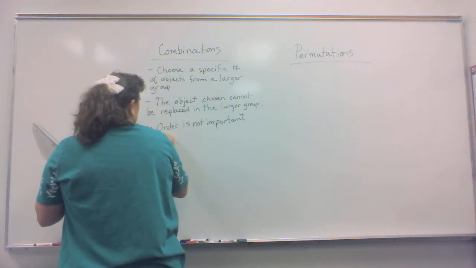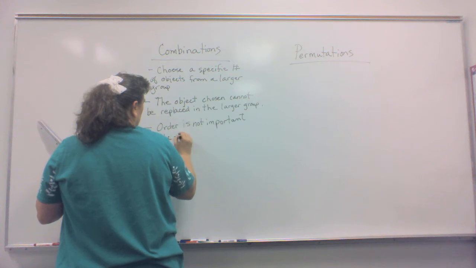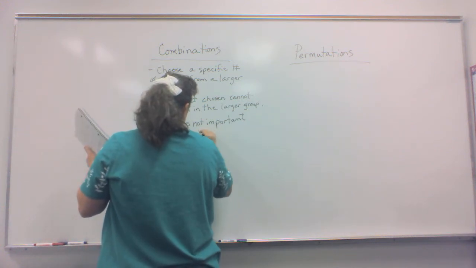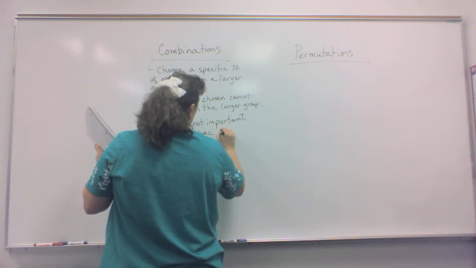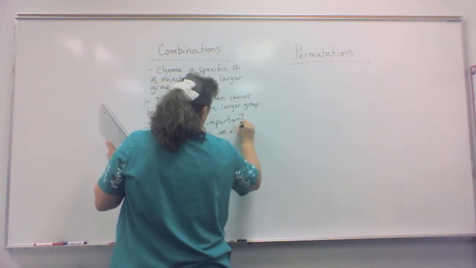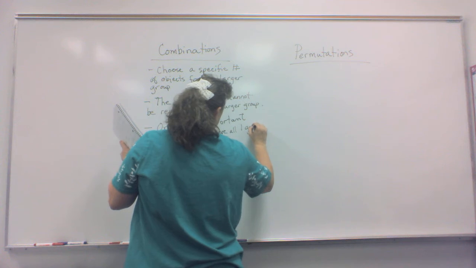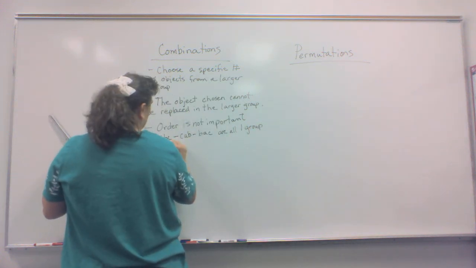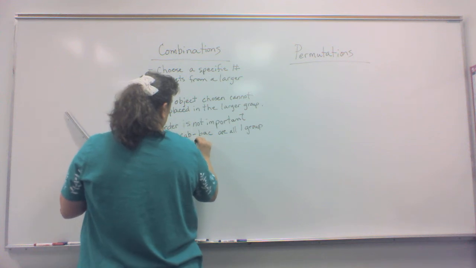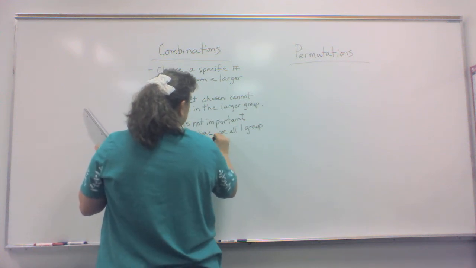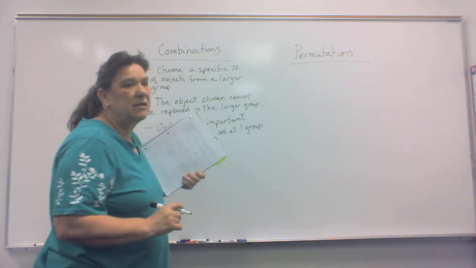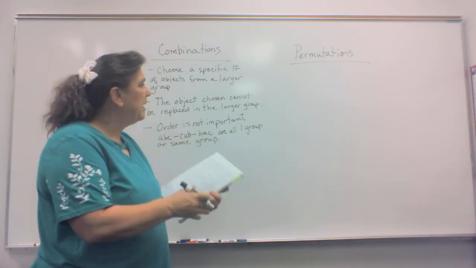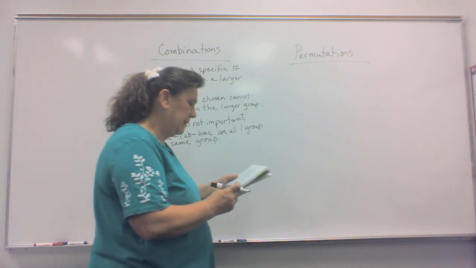And we listed that ABC, CAB, BAC are all one group. They're the same group. That's what it means when it says order is not important. Okay, let's look at permutations.